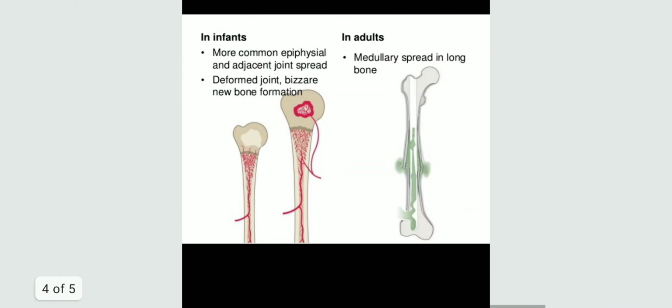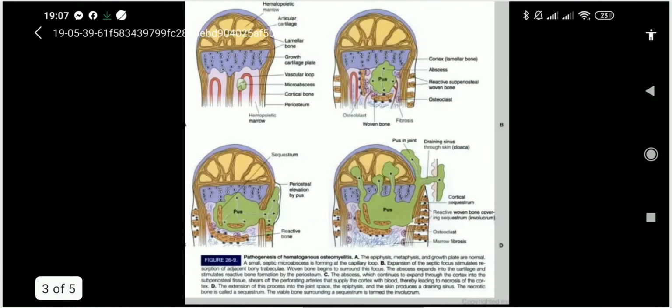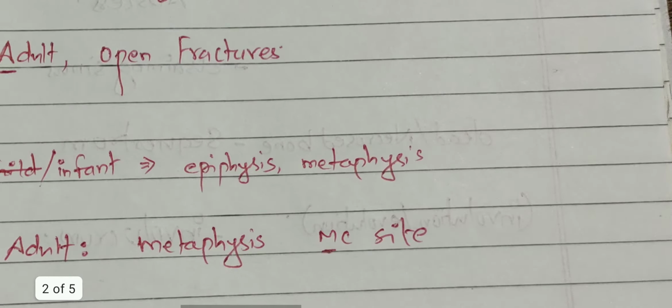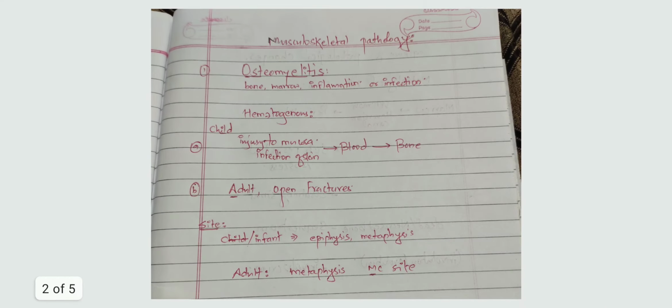We can see it in the image. In the first picture, there are penetrating blood vessels through the growth plate in the infant, whereas in the adult they are closed. In the adult, it may mostly spread through the medullary region, that is osteomyelitis, inflammation of the bone and bone marrow.